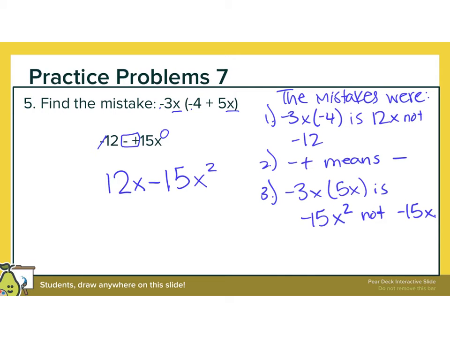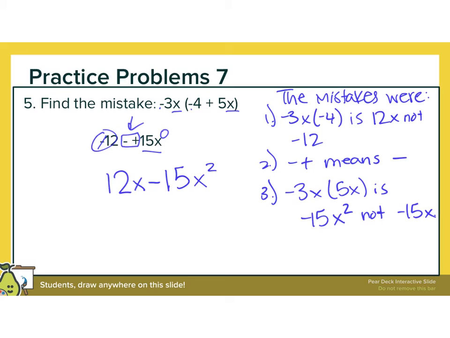I just like to say what the answer actually is, but you might say a negative times a negative is a positive for your first mistake. That's fine. You might say you can't have two signs in front of a number. That could be how you explain the second mistake. And you might just say x times x is x squared. You don't have to necessarily talk about the coefficient. So there's different ways to explain it. Just make sure you talked about all three mistakes that were made.